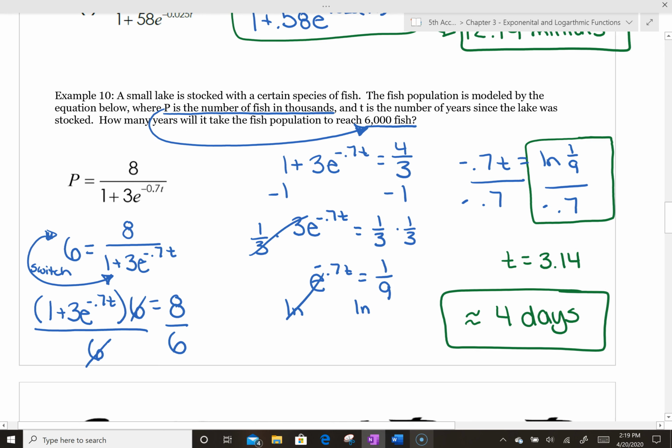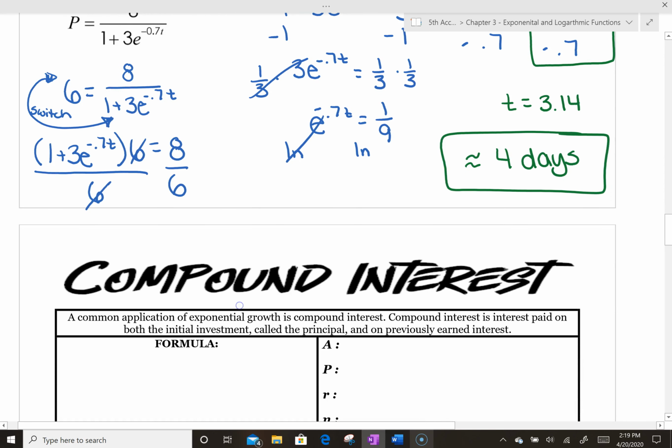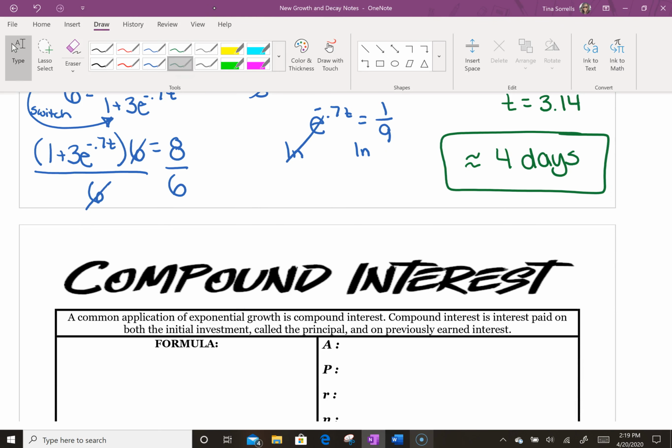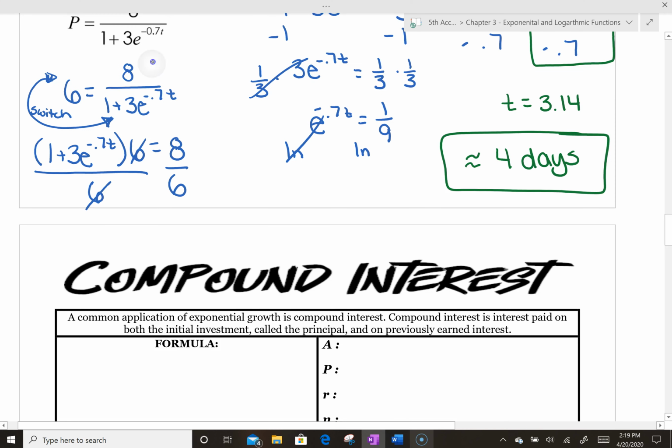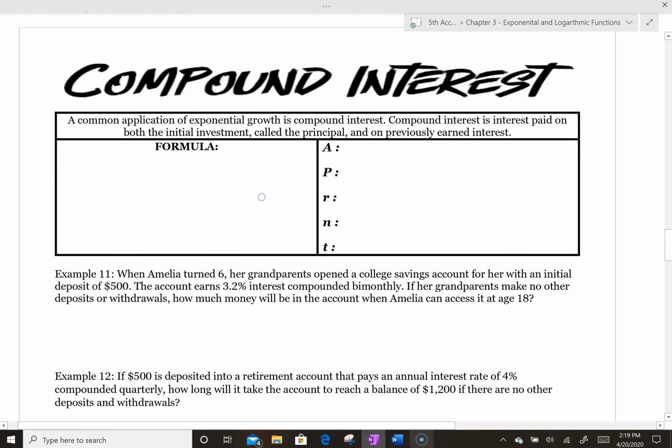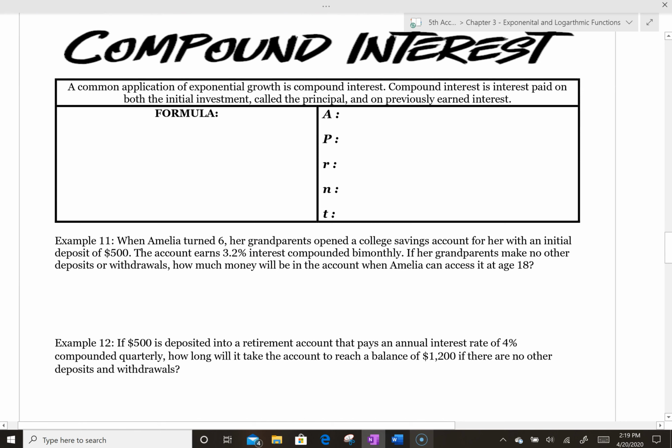Okay. The next one is compound interest. Okay. So everything is kind of the same except for we have a new letter, which is n now. So the formula is A, which is still your total balance, final amount.